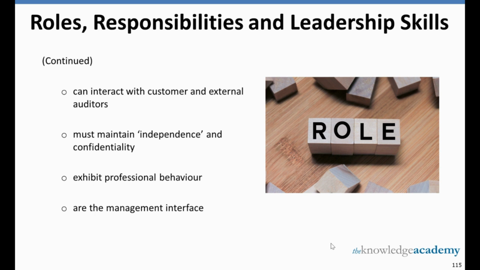confidentiality of the evidences. Then he should be able to exhibit professional behavior at the time of audits, and he is the management interface. That is, he is the face of management for the external auditor. When the external audit happens, the auditee is none other than the internal auditor of the company. That is how he is the management interface, where he is showing that he is from the company, he is the face of the company.